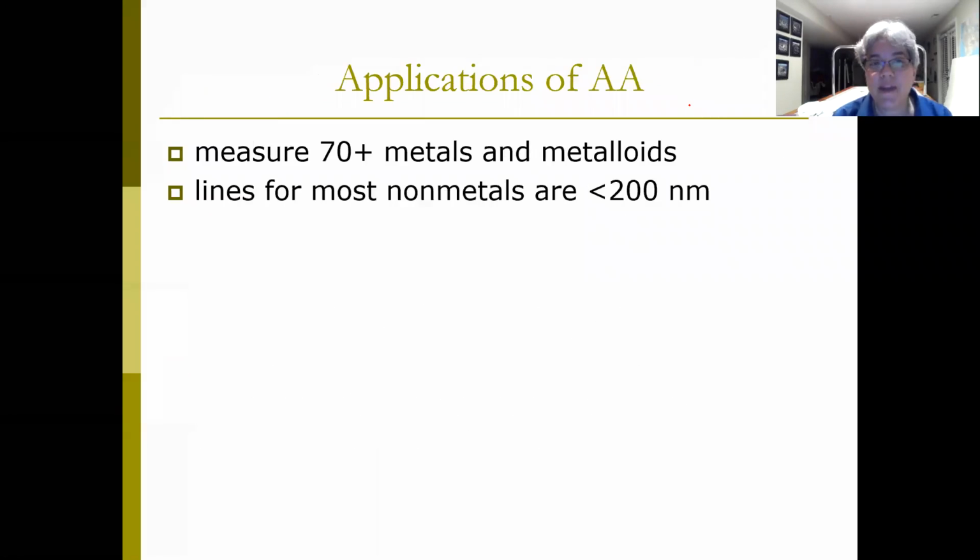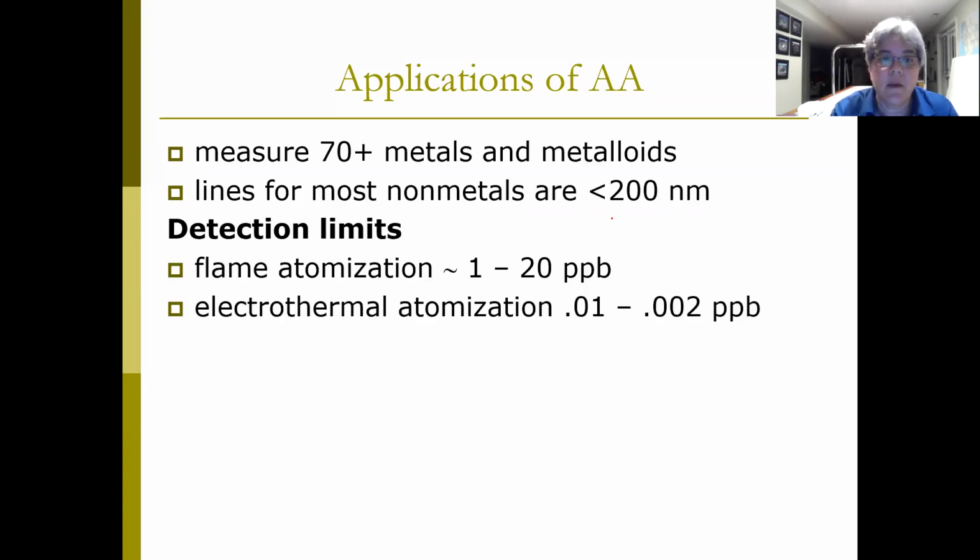Okay, so the applications, as I already said, we use this method to measure metals and metalloids. There's more than 70 elements from the periodic table that you can measure with this method. In theory, you would think we should be able to do nonmetals, but most of those lines are in the vacuum UV, so we can't easily measure them. So this method is used for metals and metalloids.